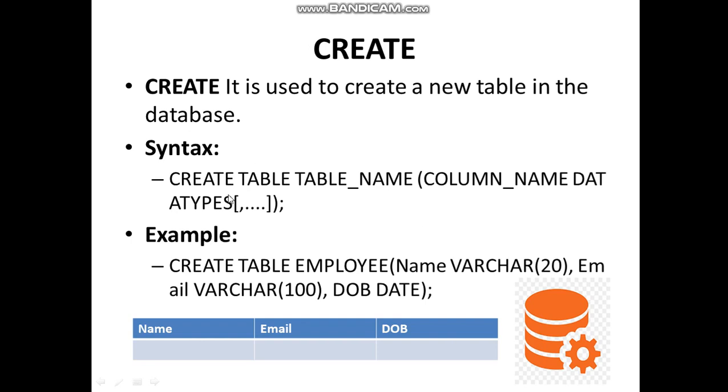Once again I'll repeat: create table, name of the table, in parentheses you have to specify names of the columns and their data types separated by commas, and then at the end you have to close the parentheses and add a semicolon. For example, see: create table employee, name varchar, varchar is the data type of the name, email varchar, date of birth date. Okay, so this is going to create the table like this. We'll see the live example of this.